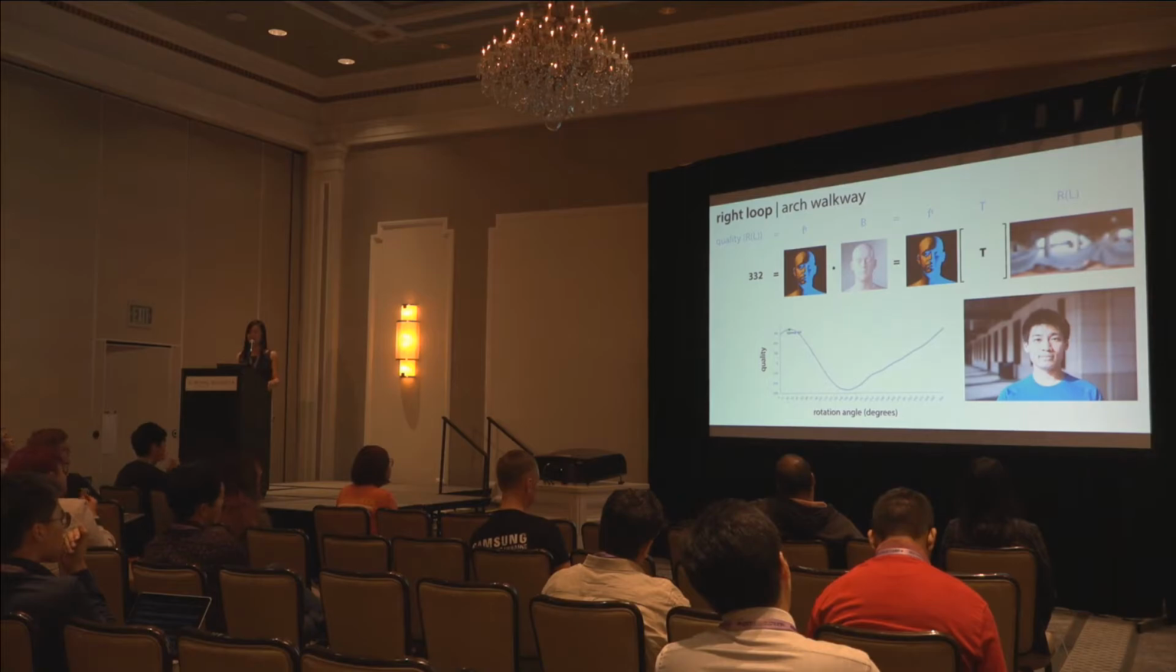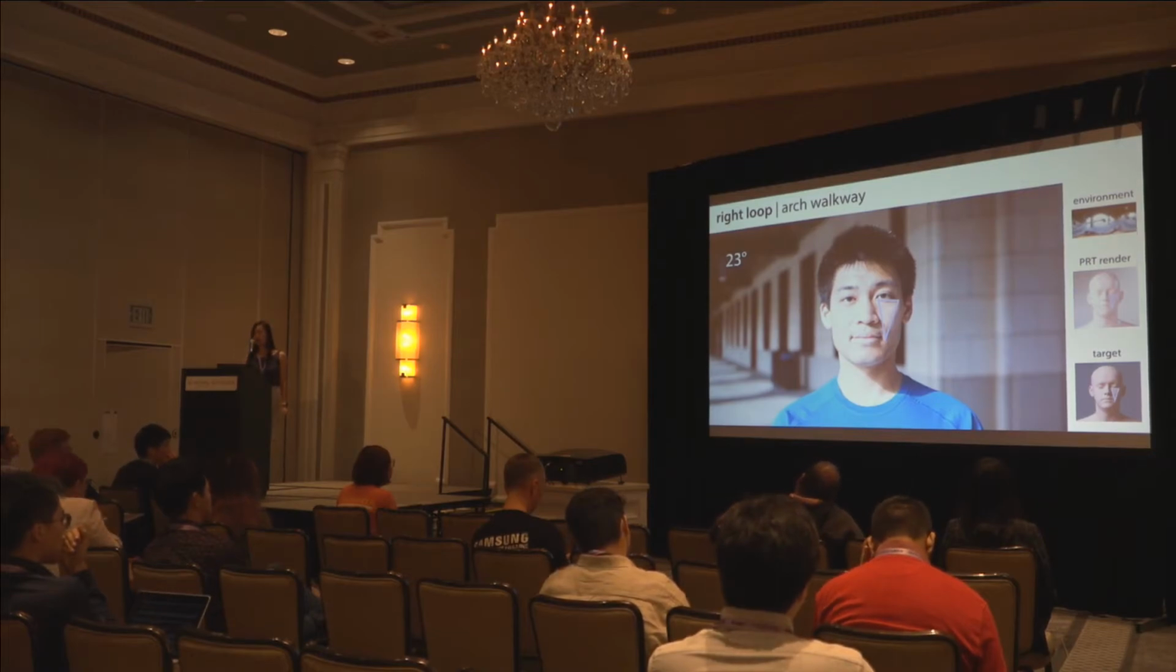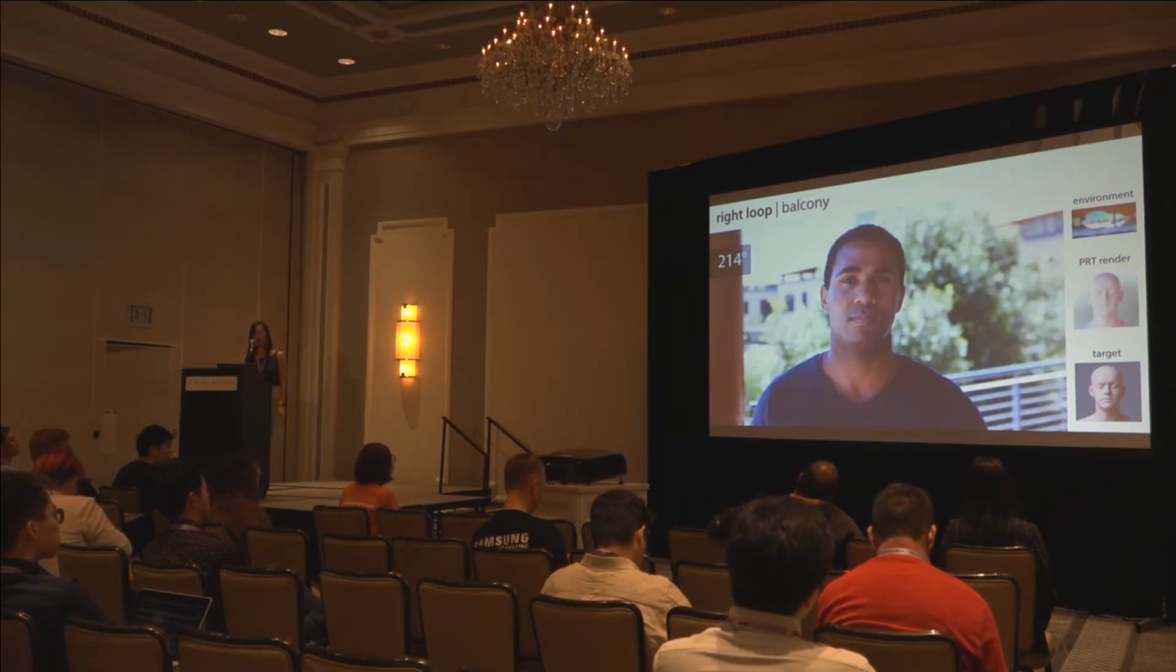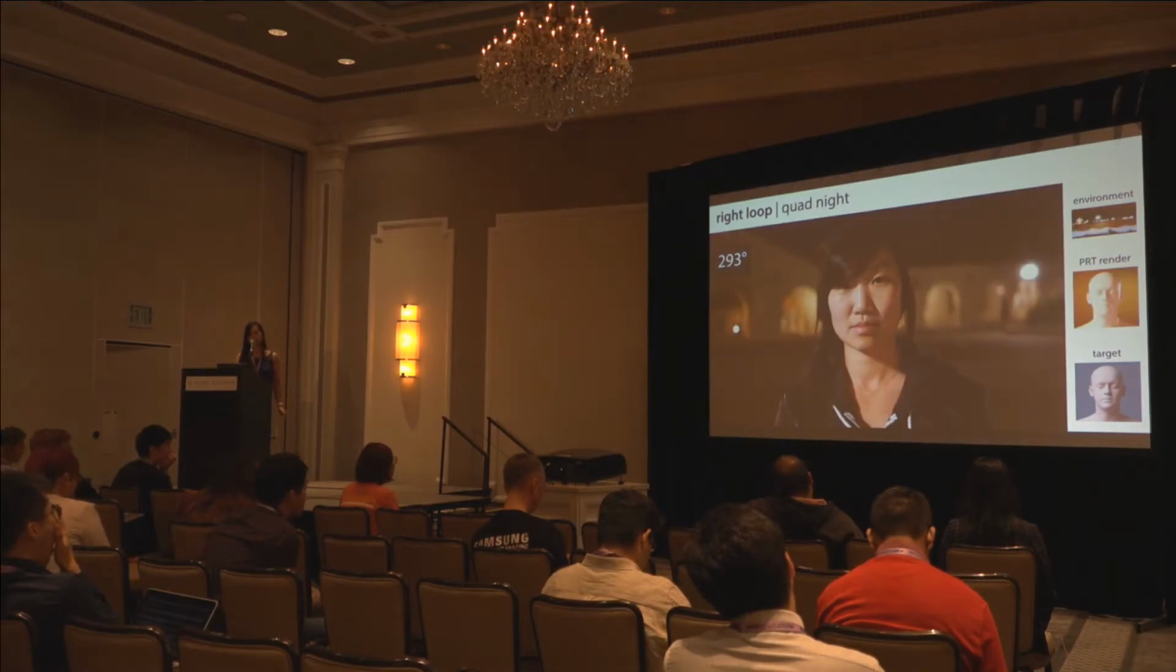Remember, the optimal orientation we found for right loop was at 23 degrees and had a quality value of 332. Looking more carefully at this loop result, we can see the characteristic key triangle both on the face and the renders on the right. Here is another loop result in a different environment. Again, you see the key triangle on the left subject's cheek. And here we show another result for the loop lighting style. This demonstrates the ability of our tool to handle nighttime scenes as well.